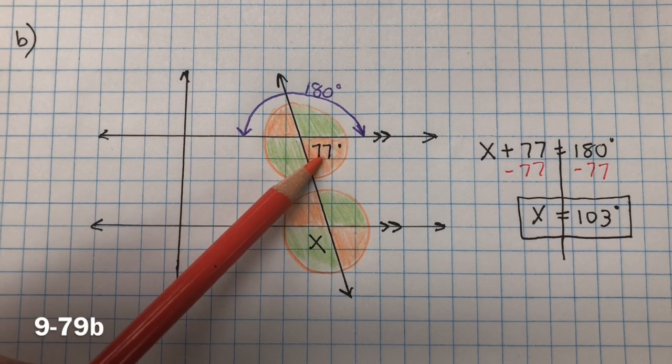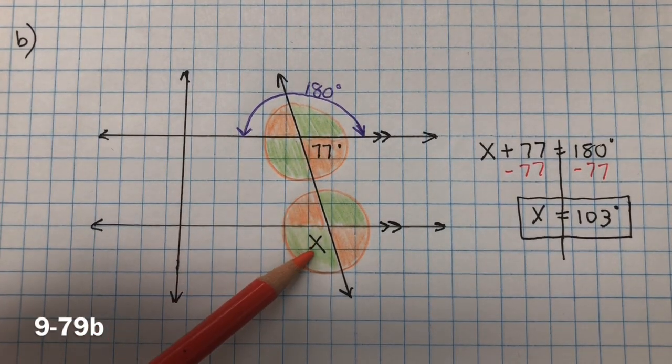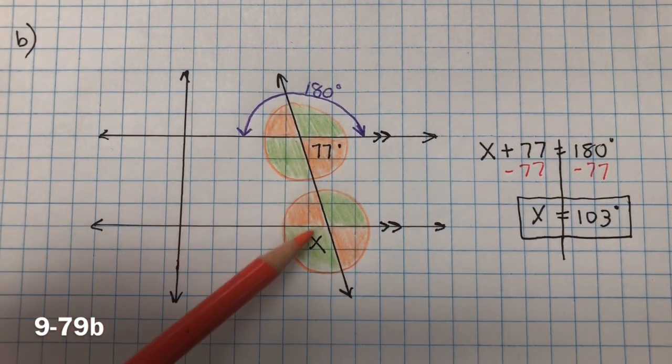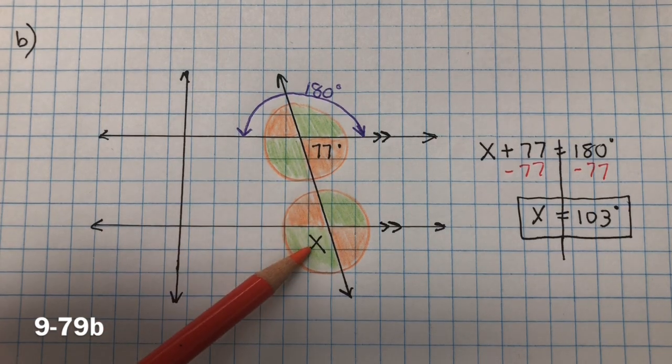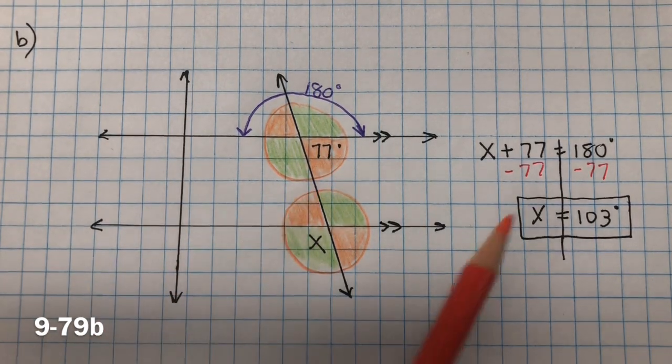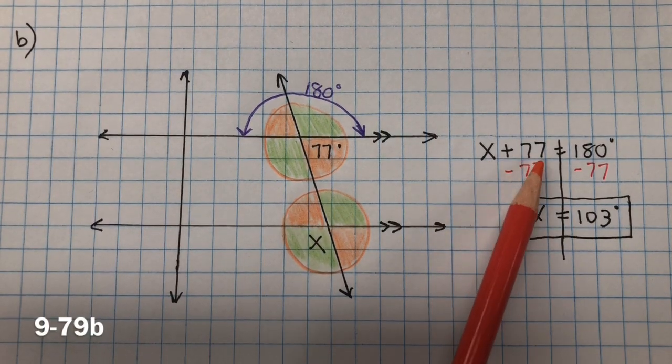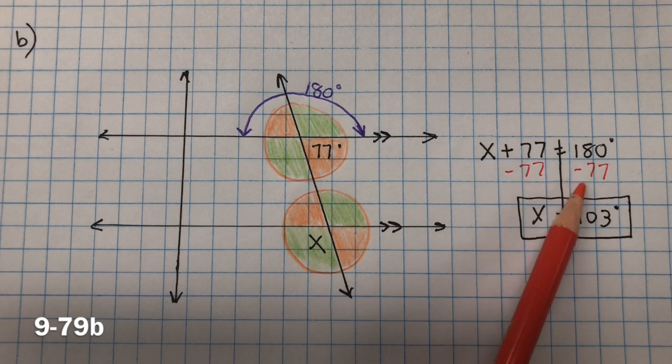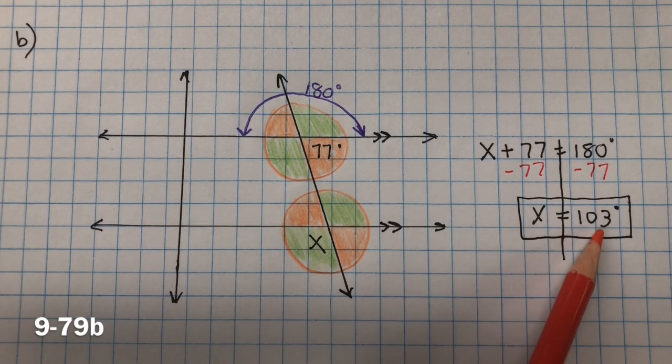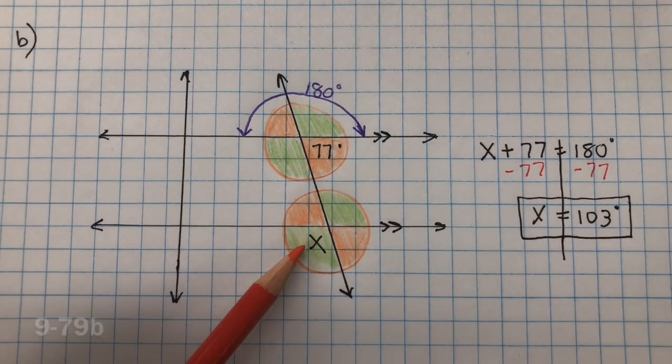But we have an orange and a green, so we know that the sum of these two angles is going to equal 180 degrees. So x plus 77 equals 180. Inverse of addition is subtraction. So we have x equals 103 degrees.